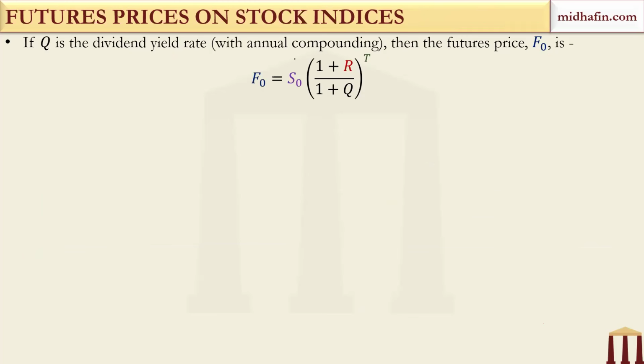Thank you, Tanuj. If Q is the dividend yield rate, then the futures price is F0 = S0 (1 + r) divided by (1 + q) raised to the power t. Okay.